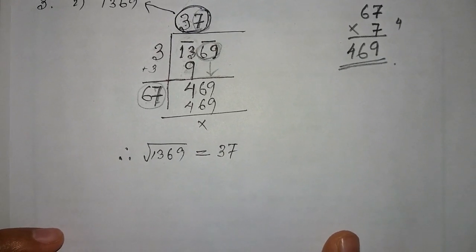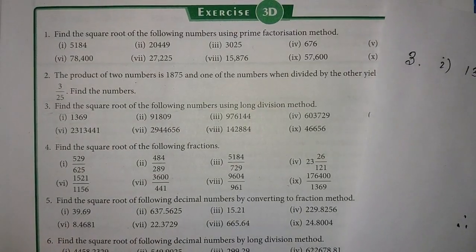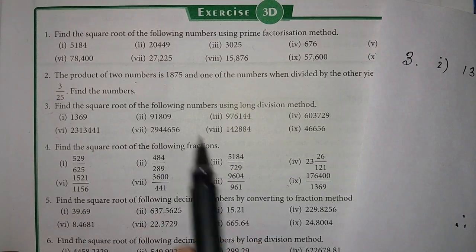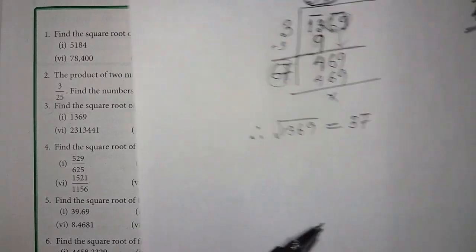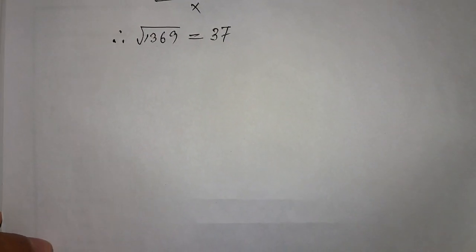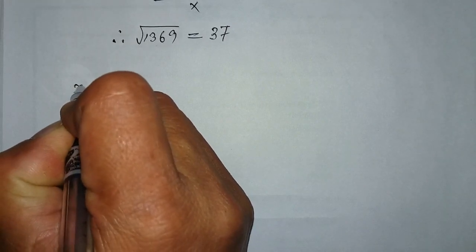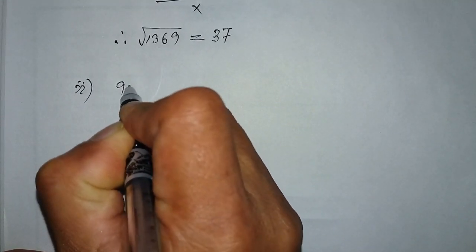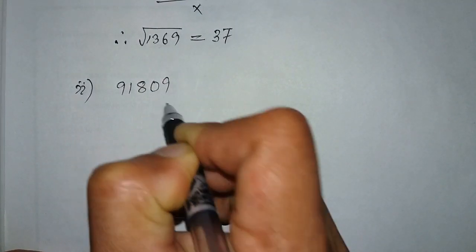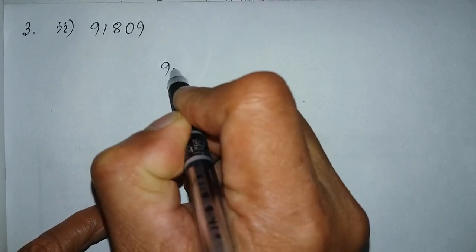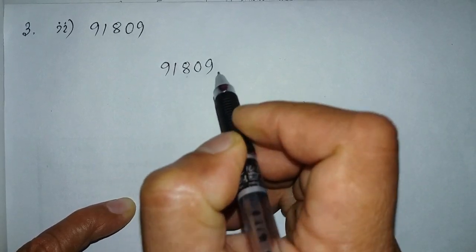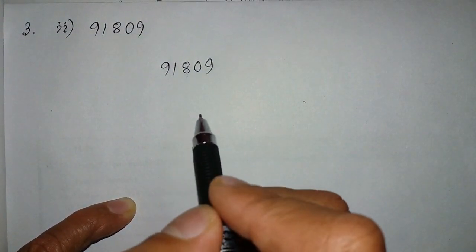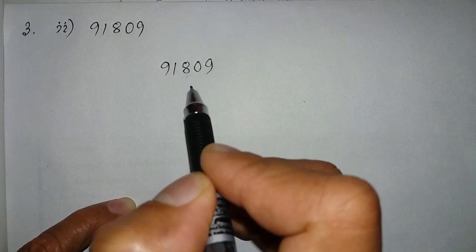Now let's see the next one. The next number is 91809, Roman number 2, 91809. Now again, the first thing you have to do is pair up the number.